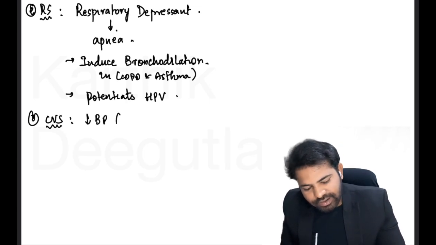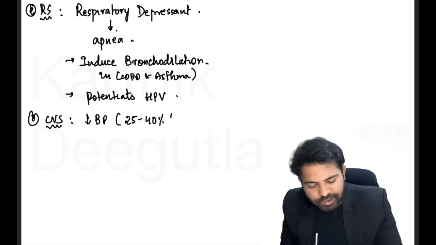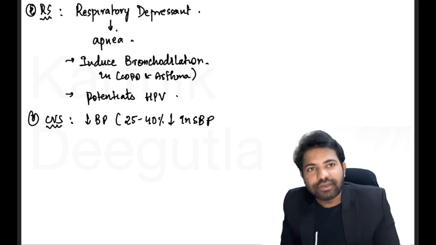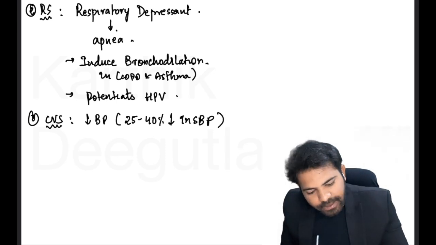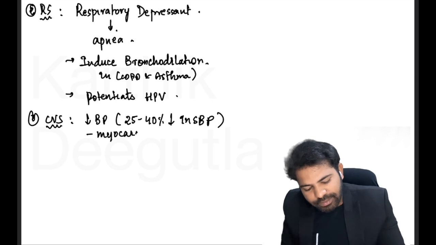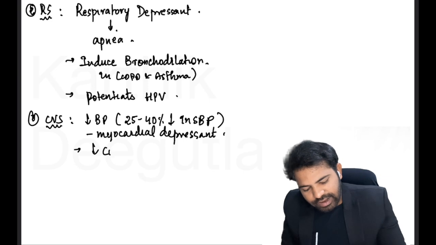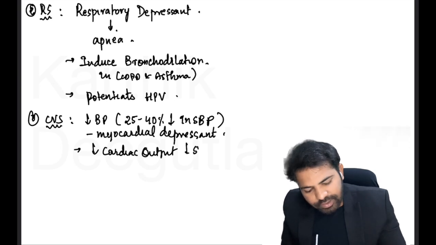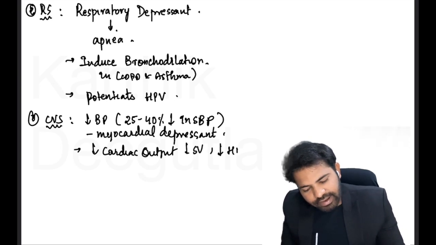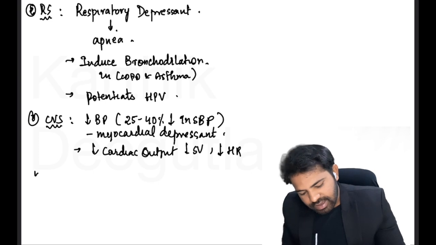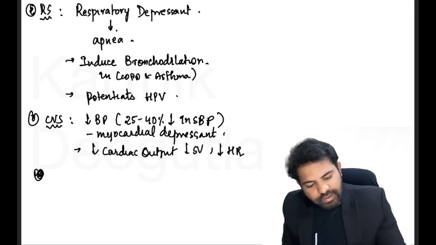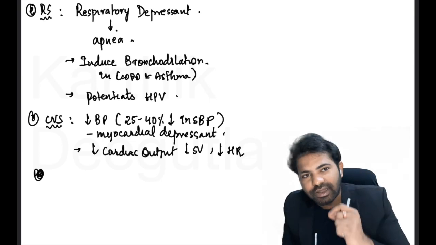It decreases the blood pressure. How much? By 25 to 40% decrease in the systolic blood pressure. That is why it has a myocardial depressant effect. So after induction, the BP will fall. Clear? Then it also decreases the cardiac output. Cardiac output is decreased. Stroke volume is decreased. Clear? The heart rate is decreased. Is that all right? Okay, that is about CVS. Then you also know that propofol has an antipruritic effect, itching.